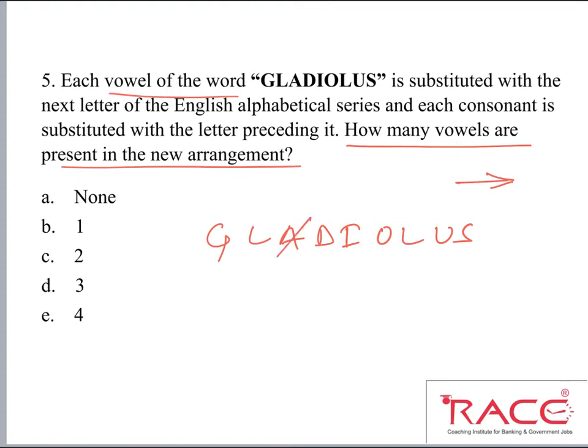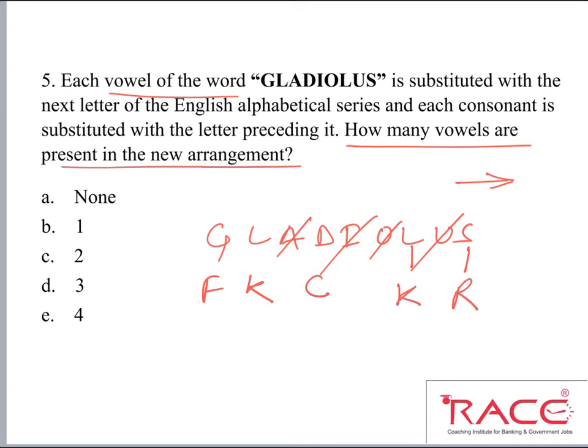So no need to convert all the vowels given. What we need to do is convert the consonants only. So what are the consonants? G, L, D, L, S. So we have to substitute each consonant with the previous letter. So what is the previous letter of G? The value of G is 7. Previous value is 6. 6 means F. L is 12. Previous value is 11, K. D is 4. Previous value is 3, C. L is 12. Previous value 11, K. S is 19.